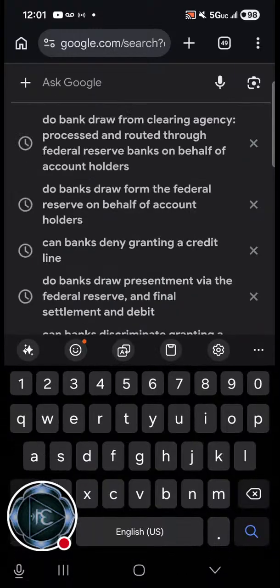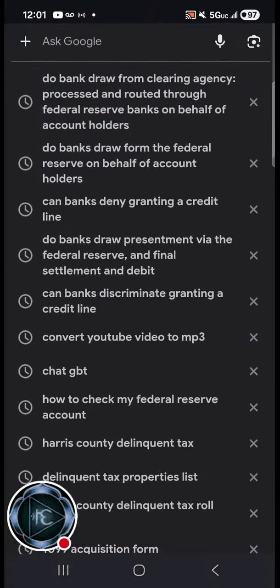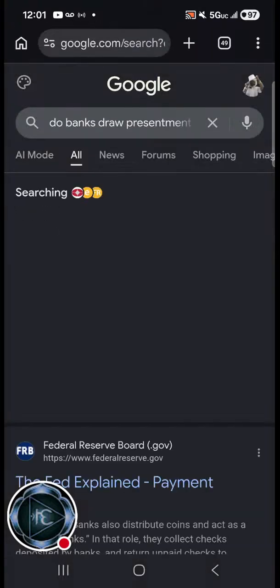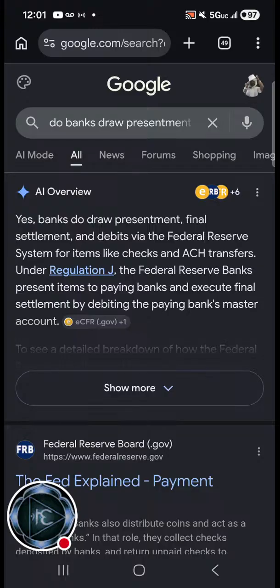Hold on. Do banks draw presentment via the Federal Reserve and final settlement in debit? Yes. Okay. Under Regulation J, the Federal Reserve banks present items to paying banks. Who is the paying bank? You. The bills of exchange say that you is the banker. You is the banker. This is why it's a catch-22 question.